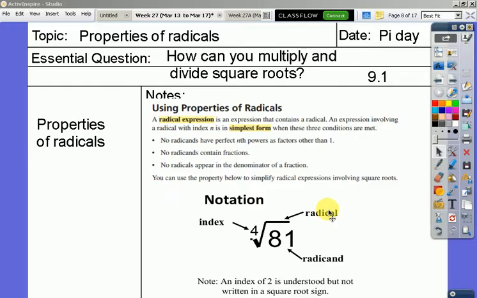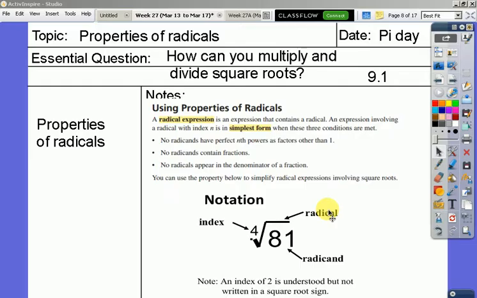So a radical expression is an expression that contains a radical, obviously. An expression involving a radical with an index is in simplest form when three conditions are met. Before we talk about those three conditions, take a look and notice the individual components of your radical. You have the radical itself, which is of course this here. The index, which is that small number on the inside right there.